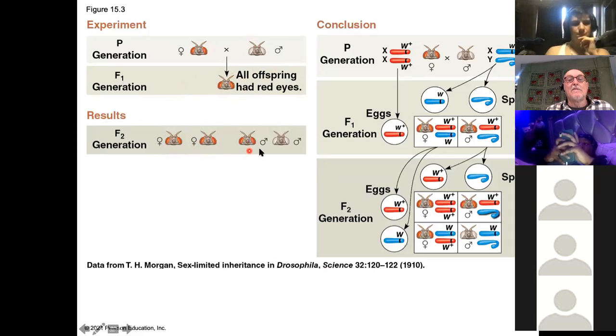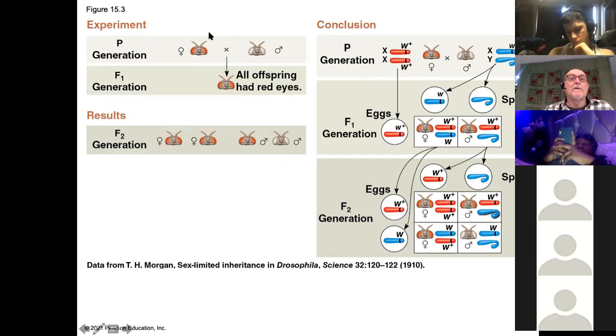50% female, 50% male. All the females are red-eyed, always. They are never white-eyed. Here in the males, 50% red-eyed, 50% white-eyed. He reasoned the only way to explain this is that these characters are being carried by the sex chromosomes, not by all the other chromosomes that we call the autosomes. This character is carried by the sex chromosomes. And here's how it works.